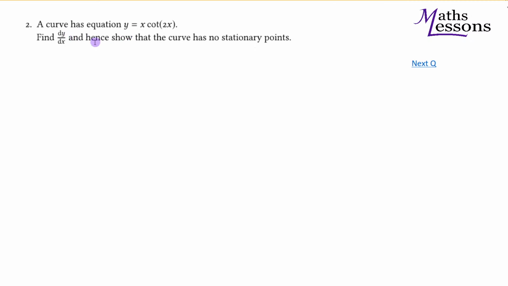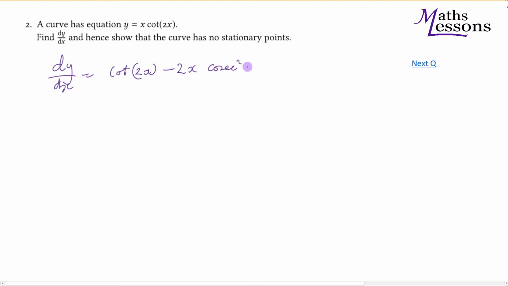Right, so first of all, we need to find dy by dx. So dy by dx, and this is the product rule. So differentiate the x, we'll get 1 times by cot 2x. Differentiate the cot 2x, then we're going to get minus 2 cosec squared 2x, and then we're going to times that by x. So we get minus 2x cosec squared 2x, because cot goes to minus cosec squared.